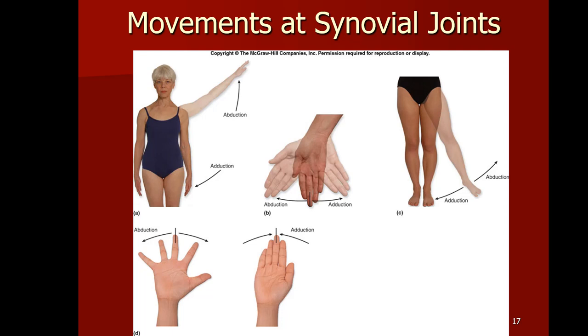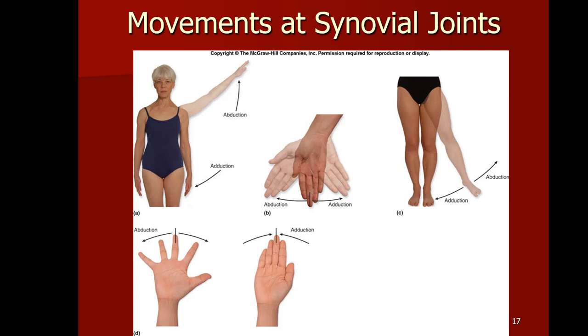So shoulder extension would be like if you're moving your arm from out in front of you back to your side. And then hyperextension of the shoulder would be if you went beyond and brought your humerus back behind your body.